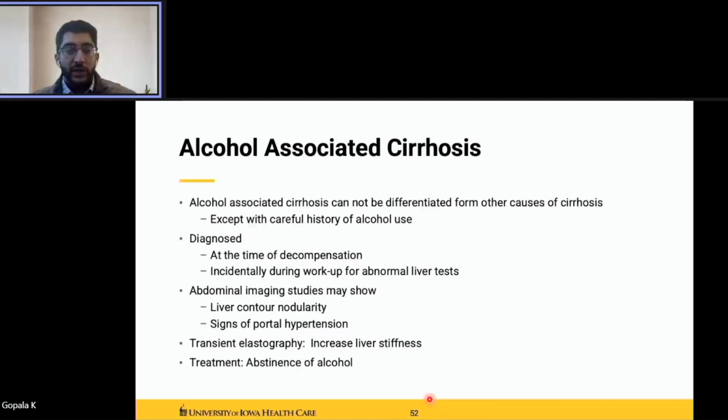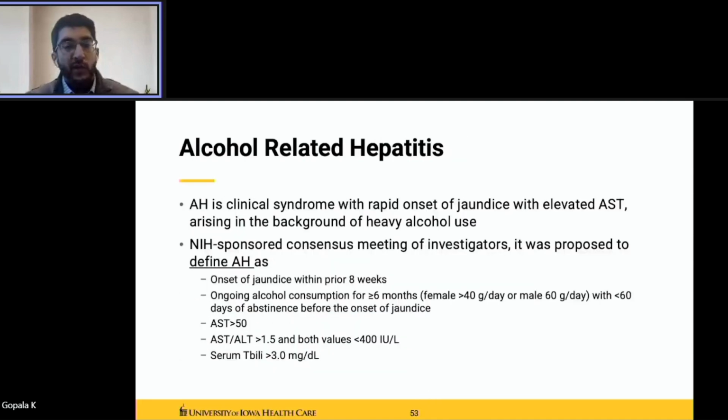So I want to talk a little bit more in detail related to alcohol-related hepatitis, which you can see in the primary care setting or in inpatient. So this is a clinical syndrome with rapid onset of jaundice with elevated AST, ALT. And the NIH-sponsored consensus meeting of investigators proposed to define it as jaundice within the past 8 weeks, ongoing alcohol consumption for greater than 6 months of moderate use with abstinence less than 60 days.